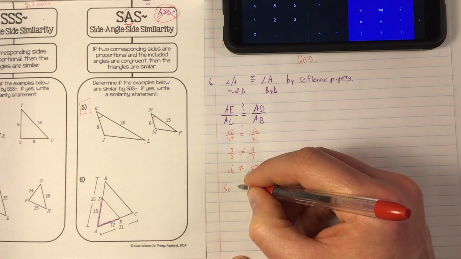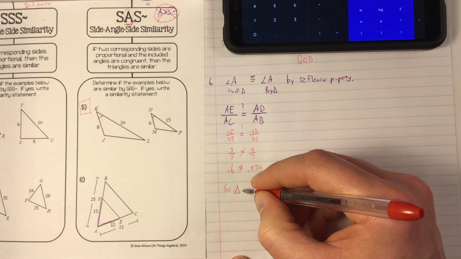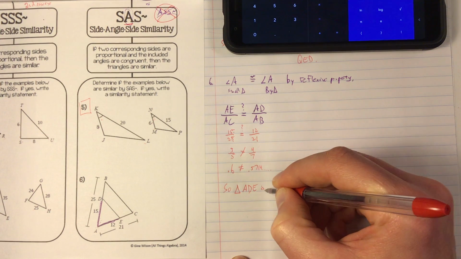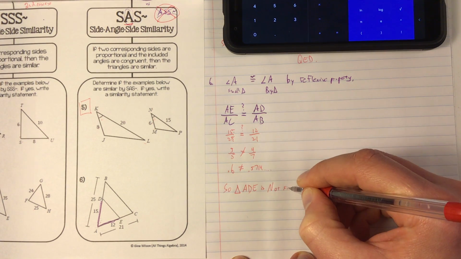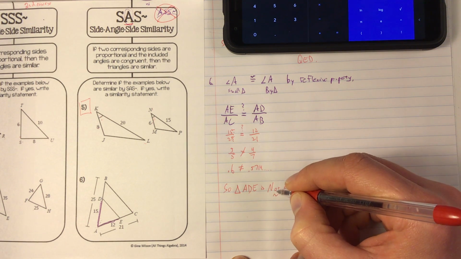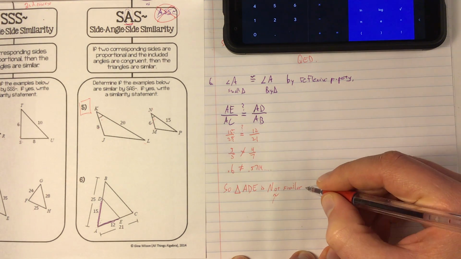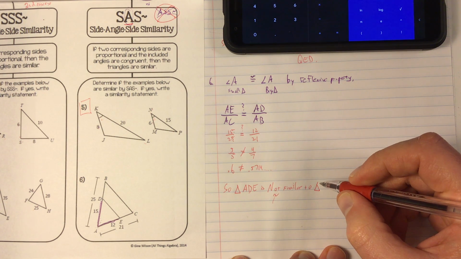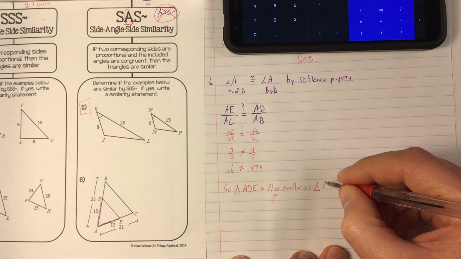So triangle ADE is not similar, or if you want to, you can write this symbol, the similar sign with a line through it, not similar to triangle ABC.